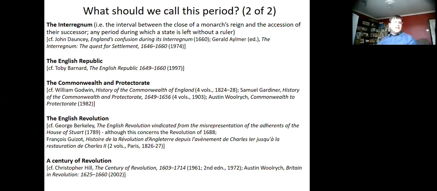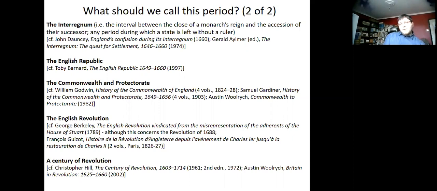What then of an English republic, which gives the idea that there is in fact governmental authority in charge between 1649 and 1660? That has an appeal, but it conflates two separate developments, both the Commonwealth and its successor regime, the Protectorate. So perhaps we should split up the Republic into a Commonwealth and Protectorate, as the historian William Godwin did, talking of a history of the Commonwealth, or Gardiner's history of the Commonwealth and Protectorate.